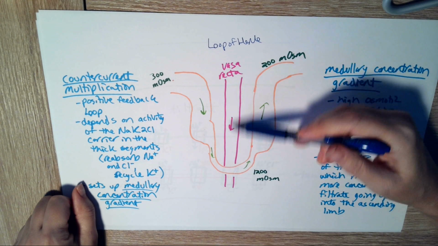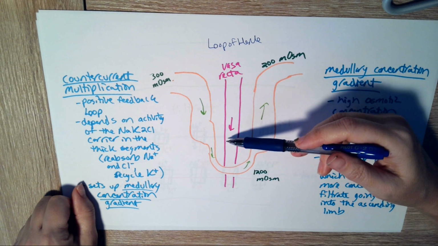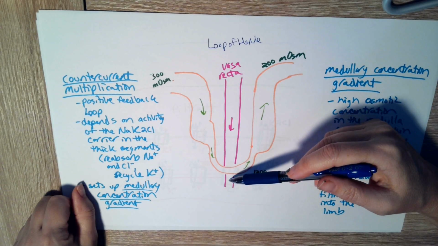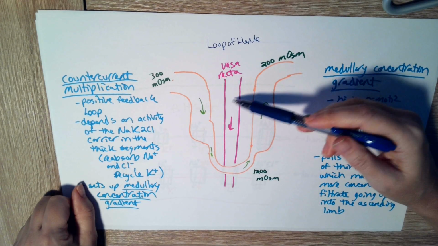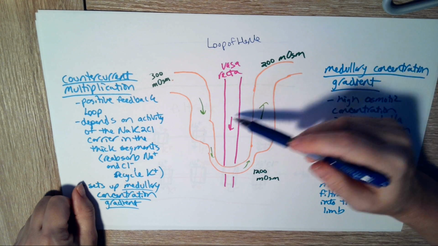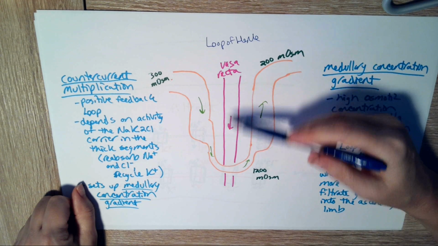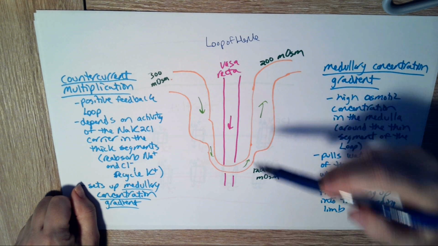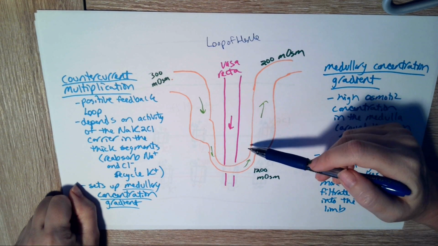Then we add in the vasorecta. Remember we talked about the vasorecta before. The vasorecta is a capillary and is flowing down towards the medulla. So that is also flowing countercurrent to, not to that one, to this one, right? So it's going opposite to the ascending limb. So that's also countercurrent.